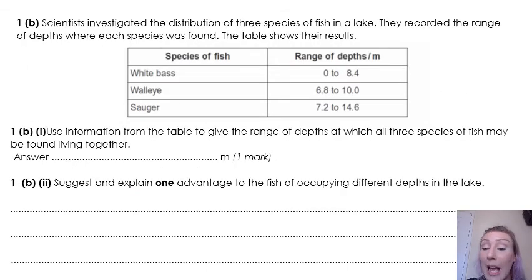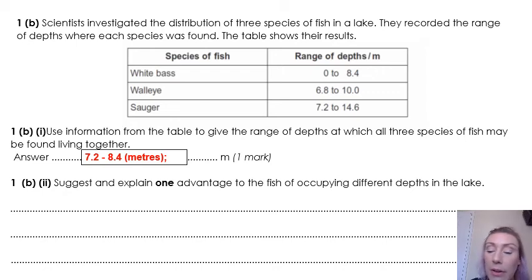Okay, so now the next one. This is the example I was telling you about. Scientists investigate the distribution of three fish species in a lake. They record the range of depths at which they're found. Use the information from the table to give the different depths at which the 3 species may be found together. So we're looking for the overlap in where they live, basically. If you worked out the overlap within those ranges, it was 7.2 to 8.4 meters.